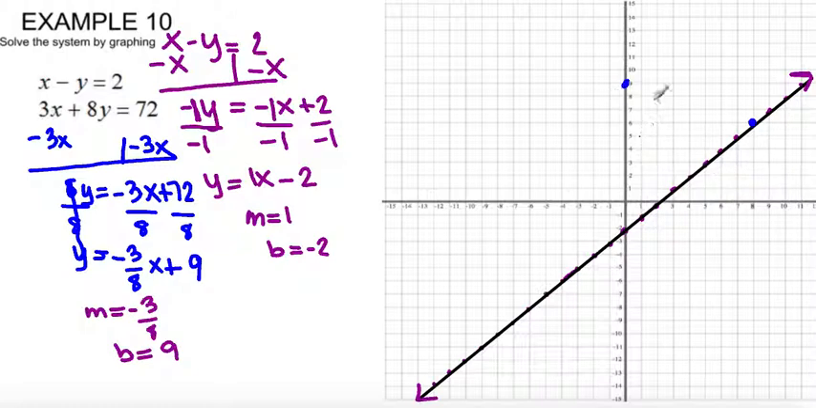And it looks like that's going to be enough points to give me my solution. So again, my solution is the point of intersection between the two lines, and that point of intersection is x is 8 and y is 6, so 8, 6.